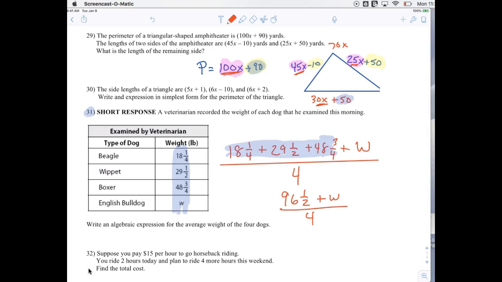All right, the sides of a triangle. I'm going to erase this one up here since it's a triangle, and we're just going to put those in. So there's my triangle. This is 5x plus 1. This is 6x minus 10. And this is 6x plus 2. Somebody tell me what the perimeter would be.